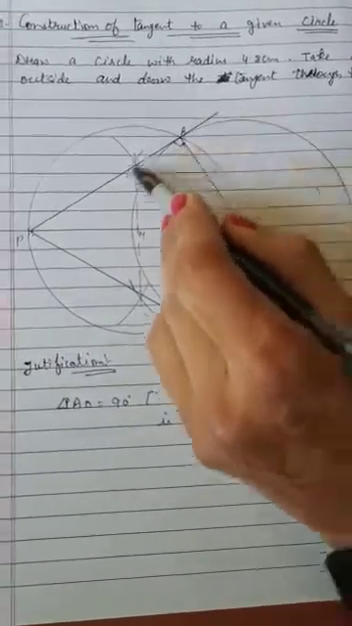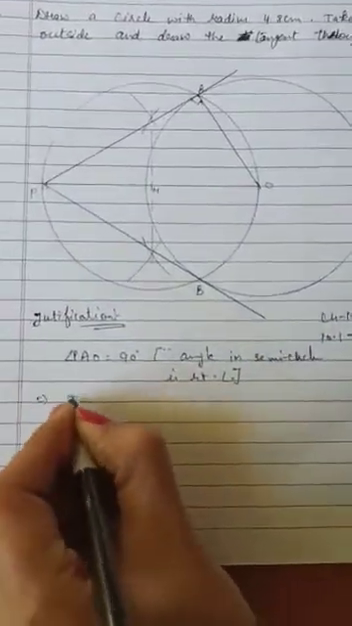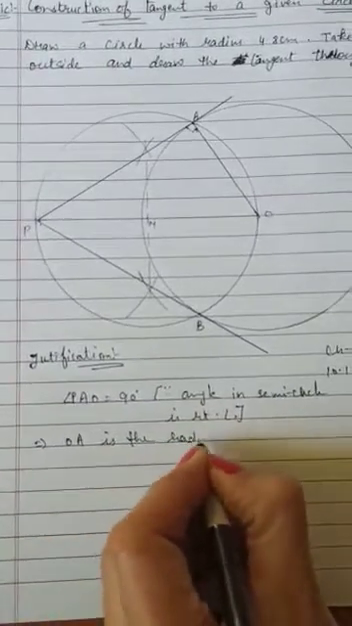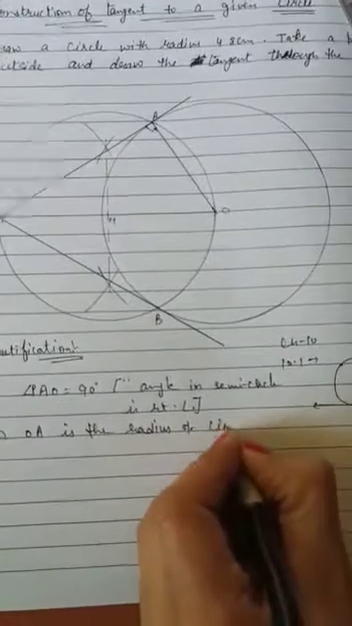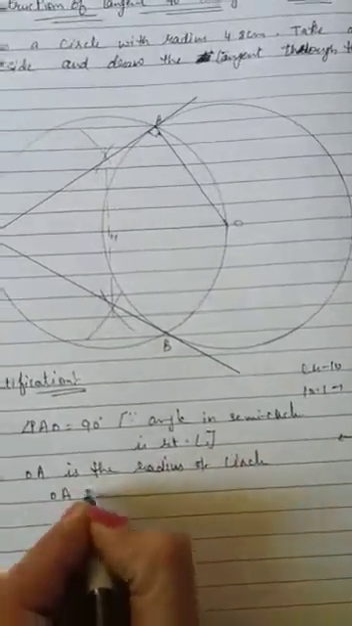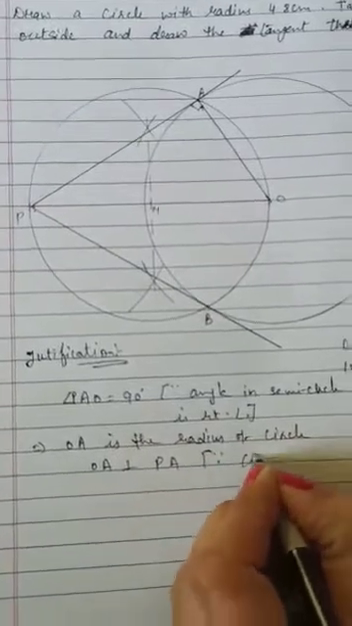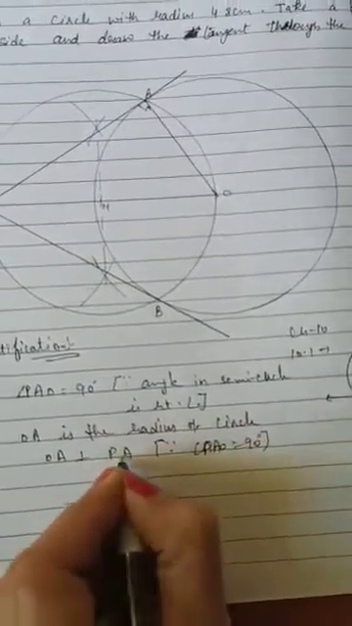So this implies this line will be the tangent of the circle. So we are writing here OA is the radius of the circle, through which OA is perpendicular to the PA, as we are writing here angle PAO is equal to 90 degrees. So this implies it is perpendicular.